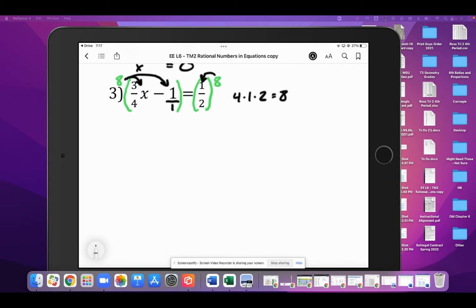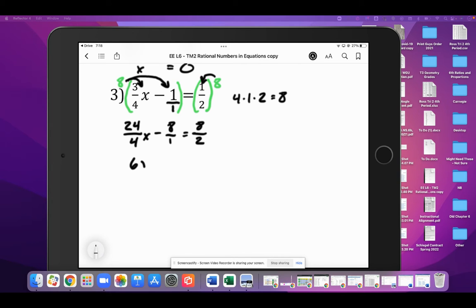So I'm going to have 8 times 3 is 24 over 4, x. 8 times 1 is 8 over 1, and 8 times 1 is 8, and that's still over 2. So again, remembering I only multiply by the numerators when I'm multiplying a whole number by a fraction. Now for the great part, 24 divided by 4 is 6. 8 over 1 is 8, and 8 over 4 is 2. 8 over 2 is 4. So now I have all whole numbers, way better than what I started with.